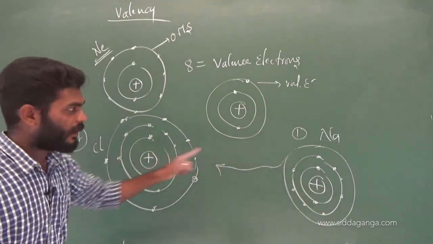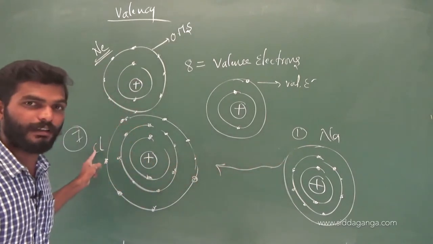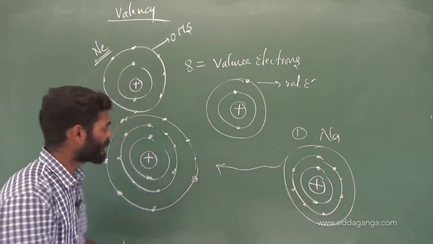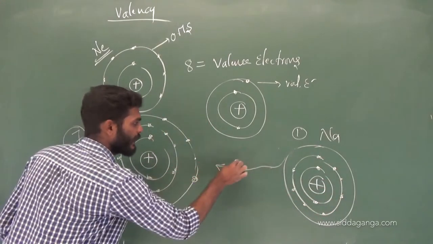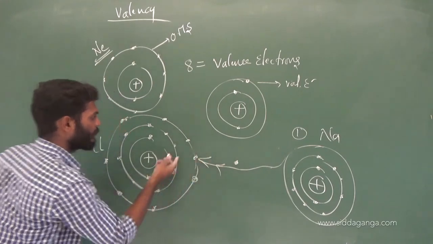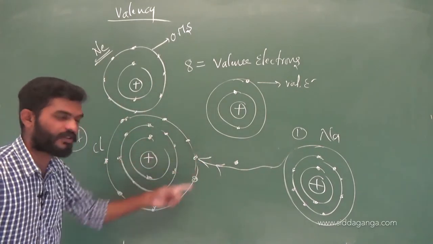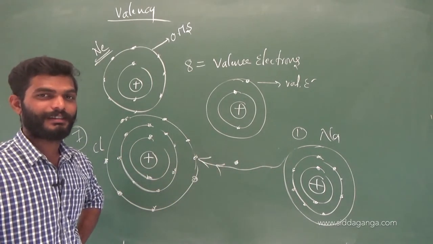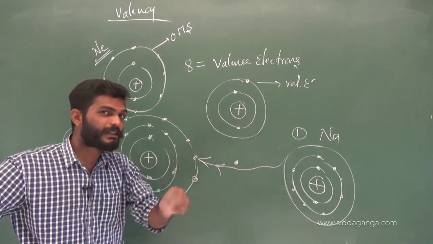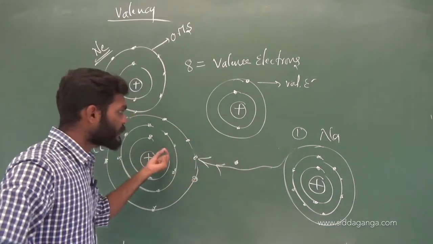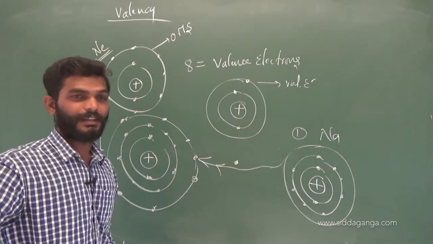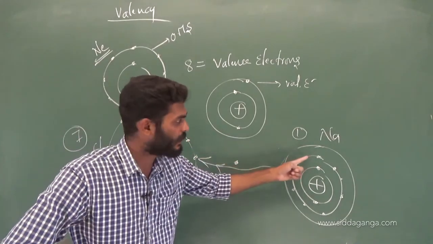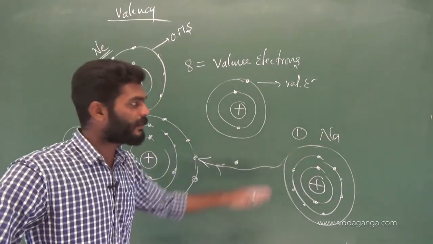If the sodium gives 1 electron to this chlorine, sodium will have octet configuration in the second shell. At the same time, if this electron comes here, the chlorine will have octet configuration in the third shell. So both of them will have octet configuration now. Therefore, each and every atom which does not have 8 electrons in the outermost shell tries to have 8 electrons in the outermost shell or in the previous shell.